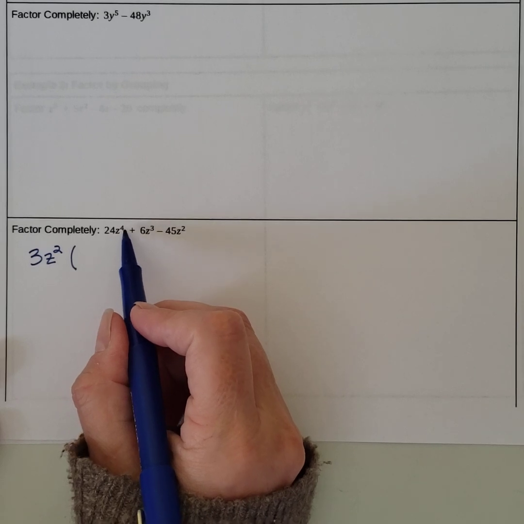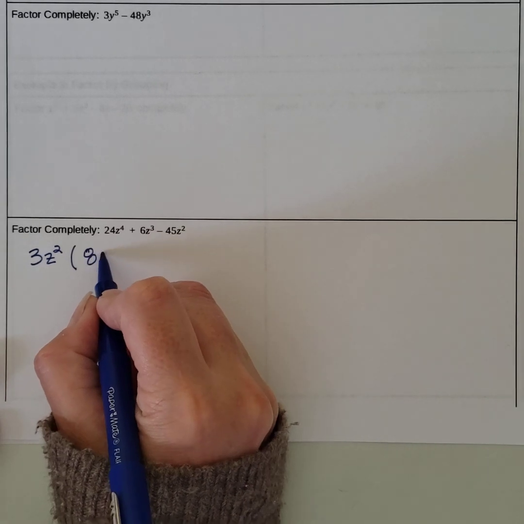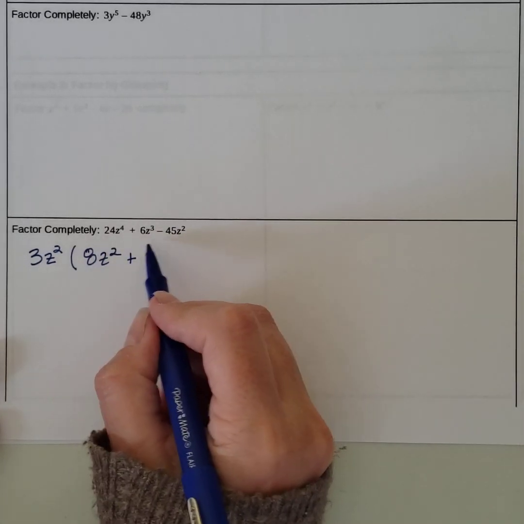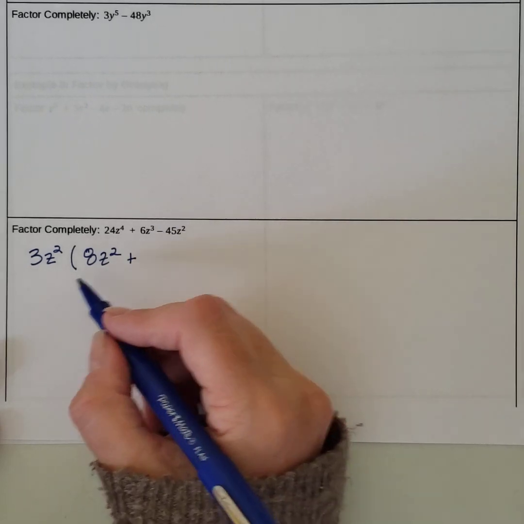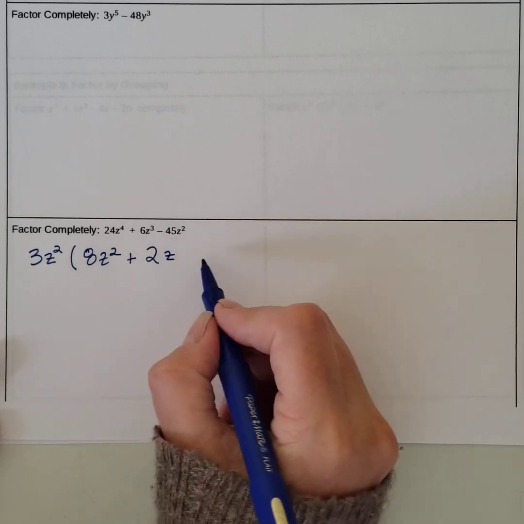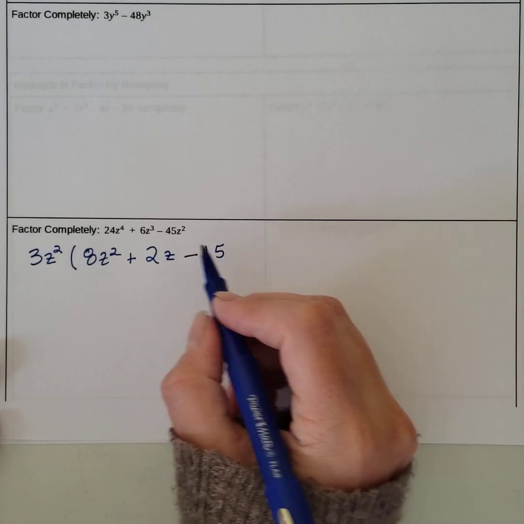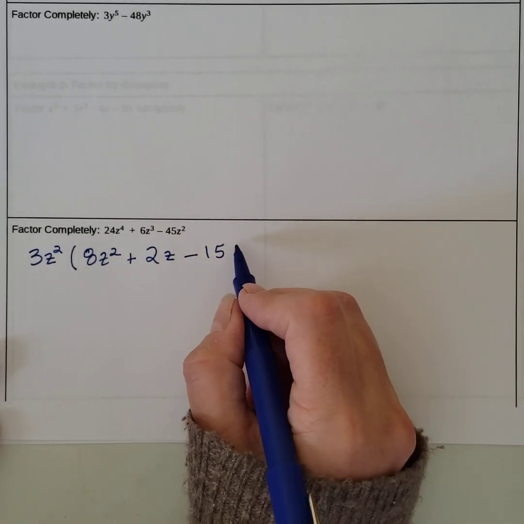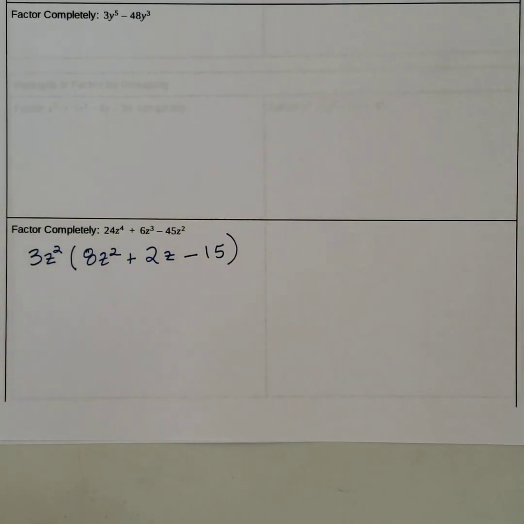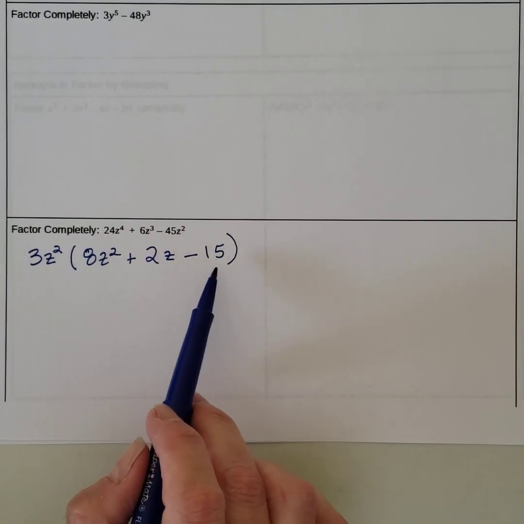So 24z to the fourth divided by 3z squared gives us 8z squared, plus 6z to the third divided by 3z squared gives us 2z, minus 45 divided by 3 is 15. z squared divided by z squared is just 1. So that is what we have right now. We have a trinomial. We have z to the second, we have a z, and we have nothing.